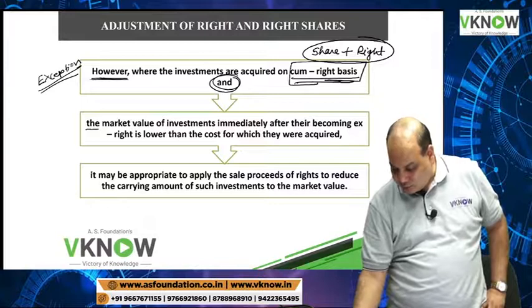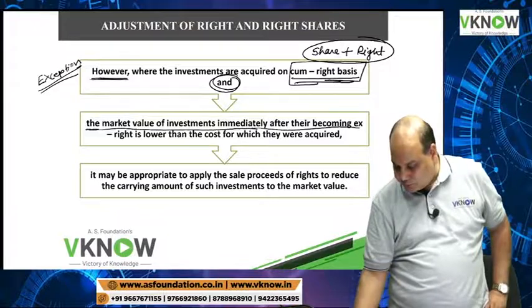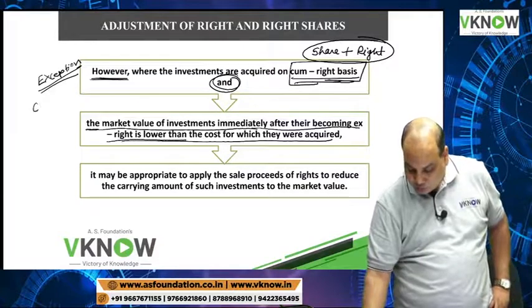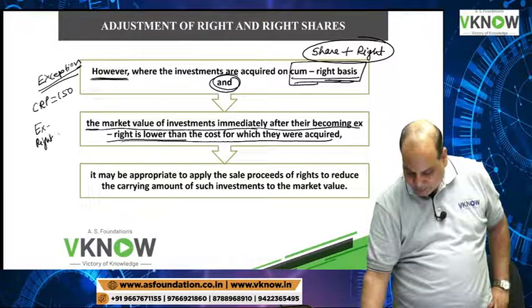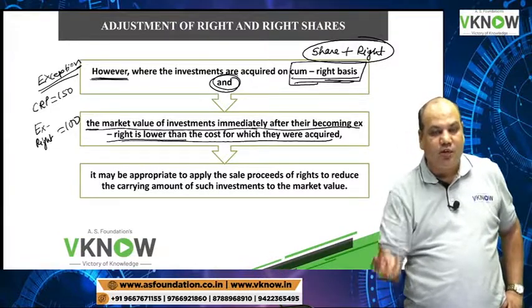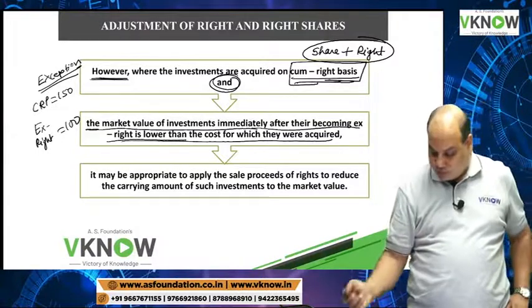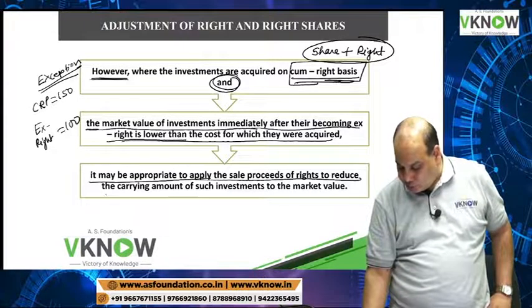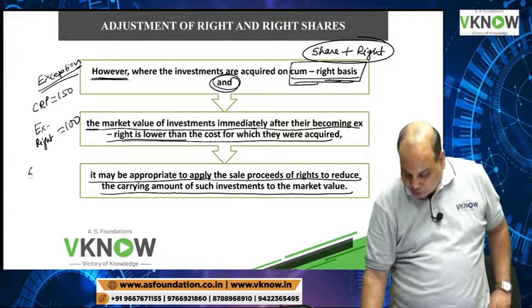And the market value of the investment immediately after their becoming ex right is lower than the cost for which they were acquired. So cum right price is 150 rupees and ex right price is 100 rupees. Market price became lower. Usually that is what happens because the number of shares increases. Then it may be appropriate to apply the sale proceeds of the right to reduce the carrying amount of such investment to market value.